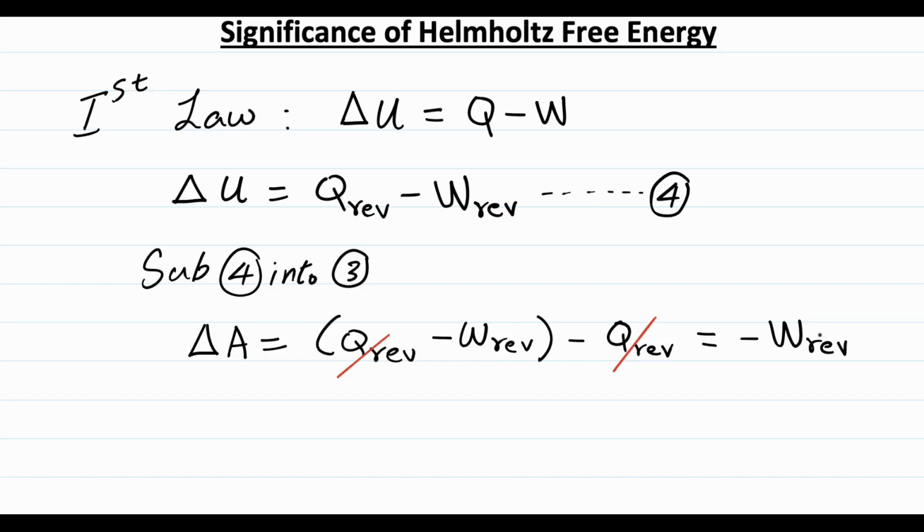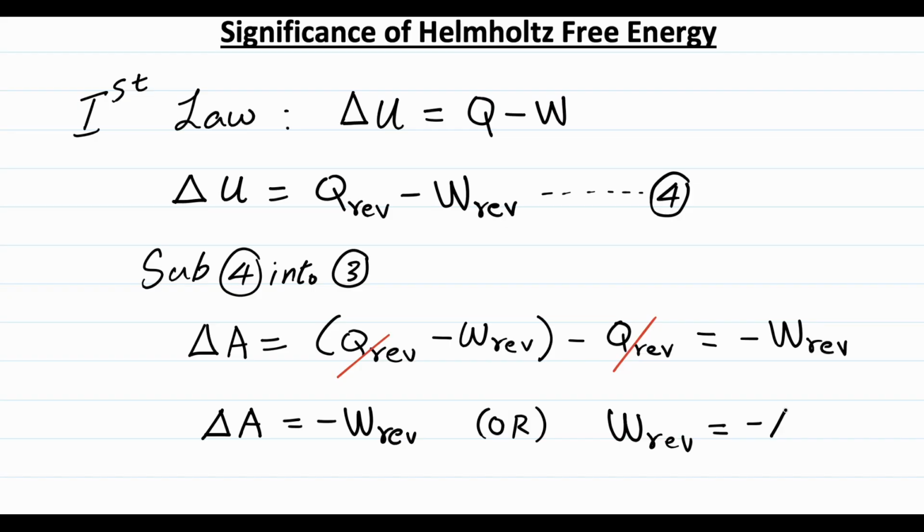So the heat and the heat get cancelled out, and what we get finally is minus reversible work done. So we can say the final relation is going to be, change in Helmholtz free energy is equal to minus reversible work, or we can also write it as the work done in the reversible process. So this work is non-pressure volume work, which is going to be equal to the negative change in Helmholtz free energy.